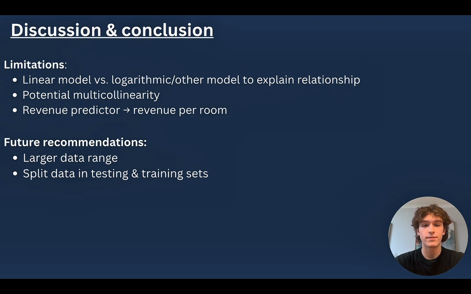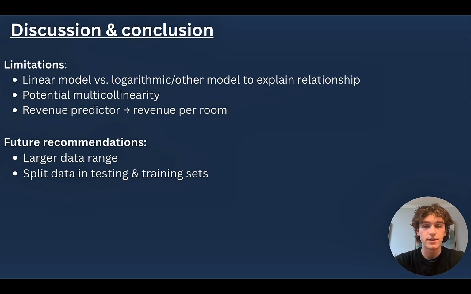Onto limitations. Regression assumes a linear relationship, whereas in reality the effect of customer rating on price may plateau when ratings become high, in almost a logarithmic curve. So that's one limitation. Also, the relationship between revenue and tourist zone may lead to multi-collinearity as more popular areas generate higher revenue. Finally, the revenue predictor doesn't take into account the hotel size, which may cause a smaller coefficient for revenue than what would otherwise be.